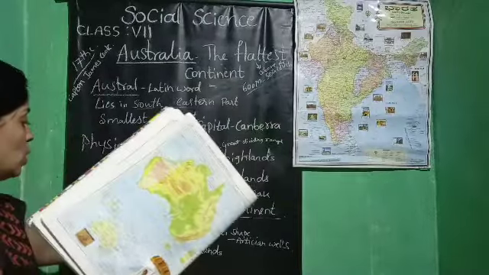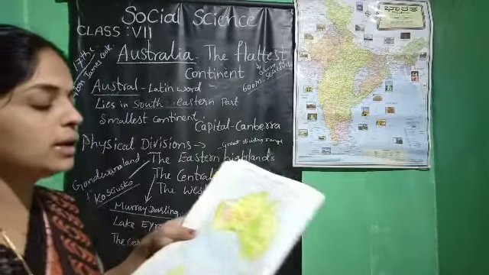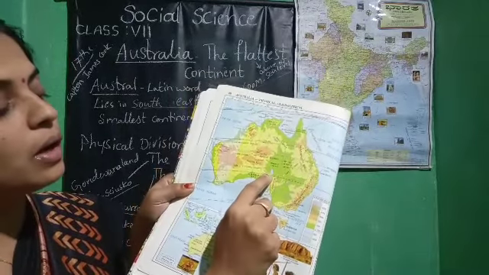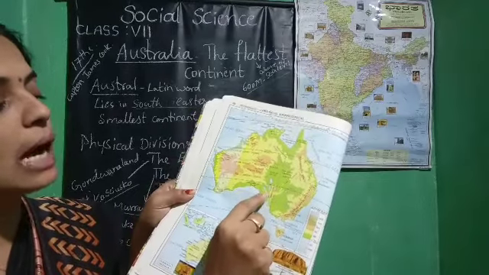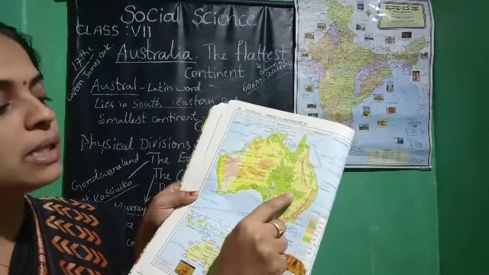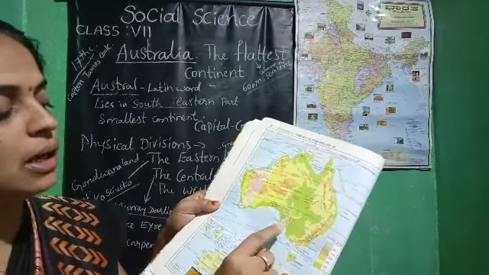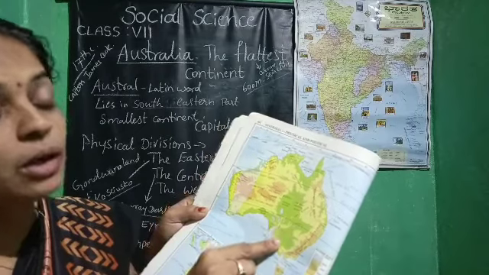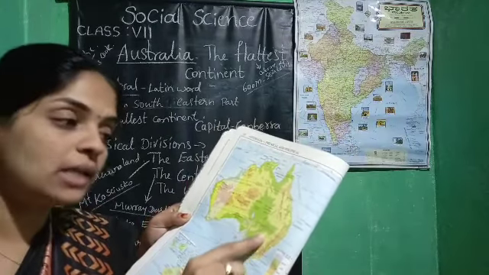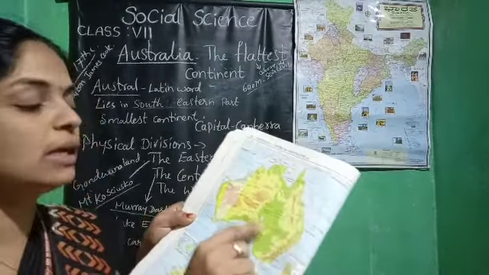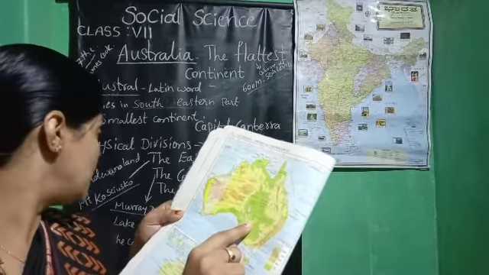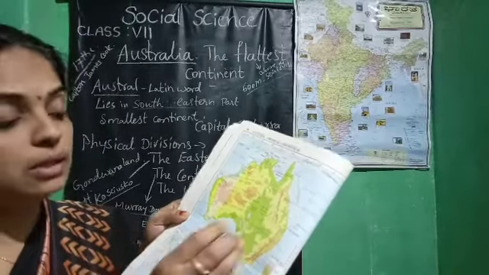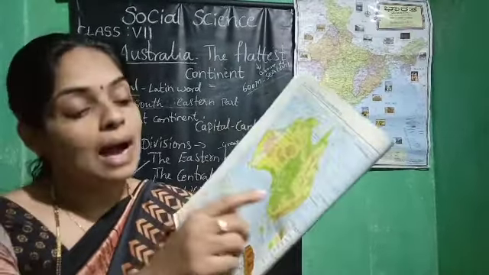The Murray-Darling Basin, this basin is called Murray-Darling Basin, and this is Lake Eyre Basin. The Central Lowland is divided into Lake Eyre Basin, Carpentarian Lowland, and the Murray-Darling Basin. This basin is good for agriculture, children.